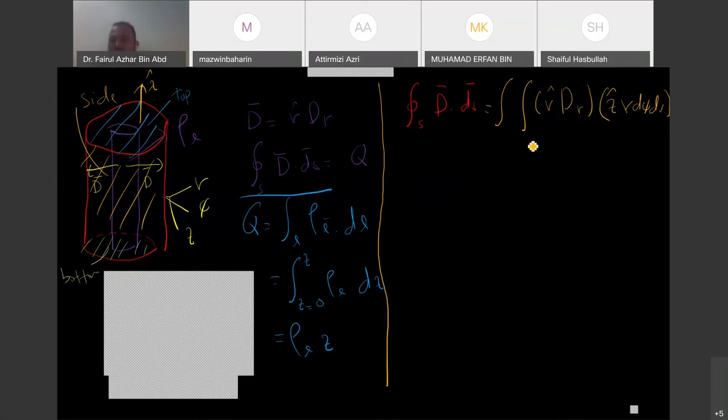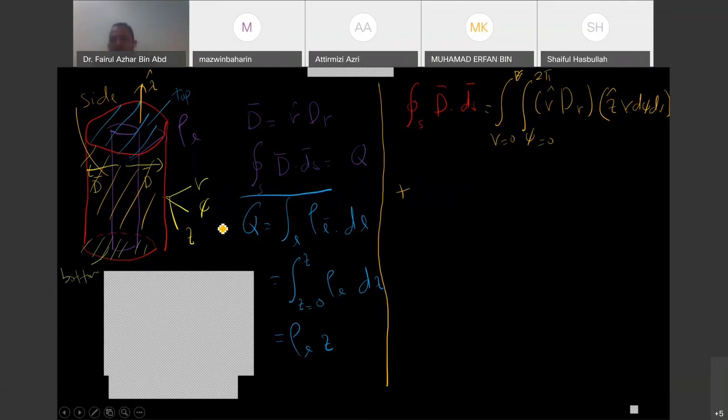The limit of phi is from 0 until 2 pi because we consider the full structure of a cylinder, and r is from 0 until r. So this is one for the top surface. Because we have a closed surface integration, we need to consider all the surfaces.